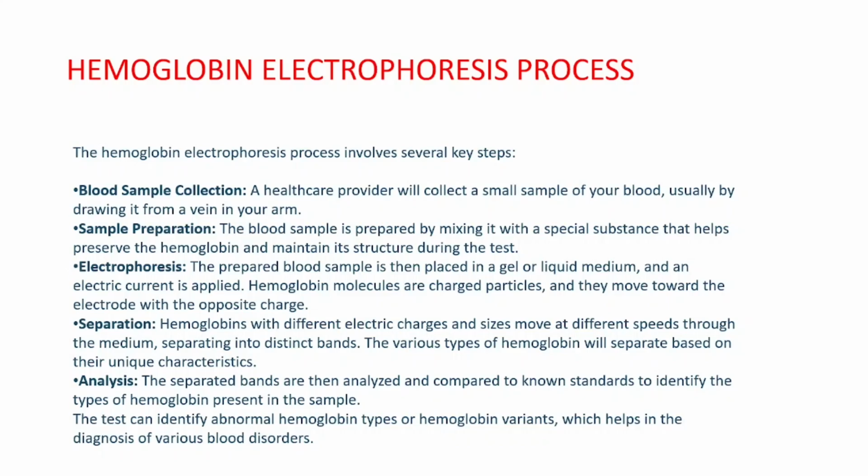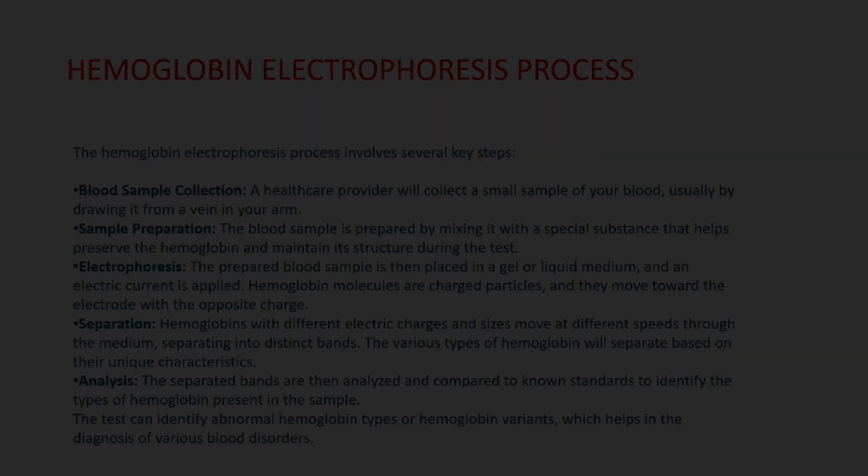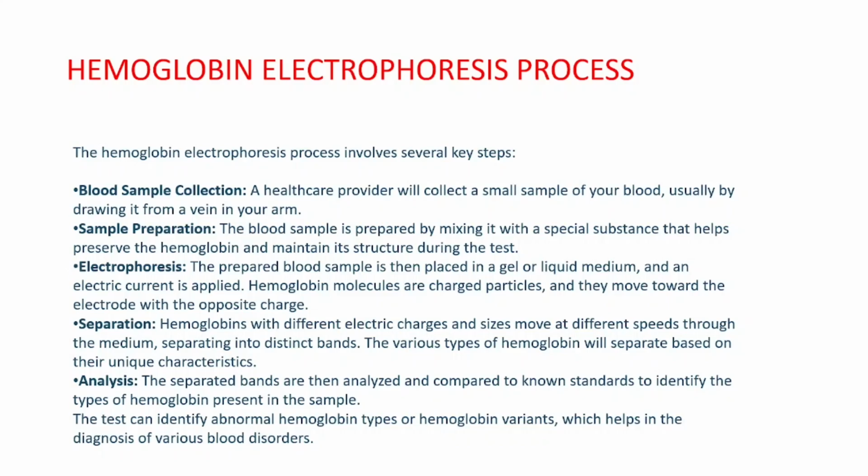Hemoglobin molecules are charged particles and they move towards the electrode with the opposite charge. Hemoglobin with different electric charges and sizes moves at different speeds through the medium, separating into distinct bands. The various types of hemoglobin separate based on their unique characteristics, meaning it depends on their weight, their charges, and speed of moving. The separated bands, how will we identify them?